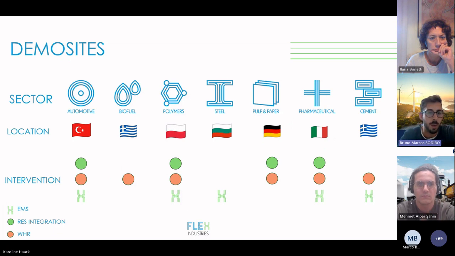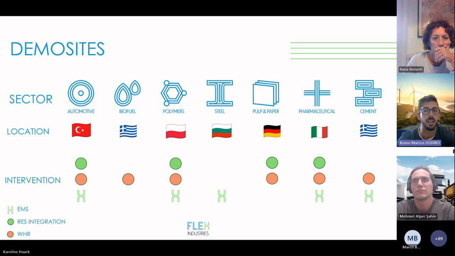Okay, this is a mapping of what we are actually doing in Flex Industries with the demo sites. As you've seen, we cover most of the energy intensive industries, and we are quite dispersed around Europe. So this brings good opportunities for replication and to assess the whole situation in different countries. The interventions that we are making are RES integration, waste heat recovery, and energy management systems. As you can see, we cover the whole spectrum with all the demo sites, and this will allow us to validate. Next slide, please.